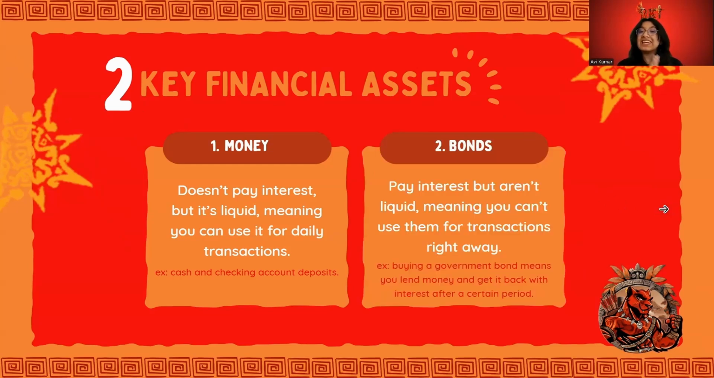Now, bonds pay interest but aren't liquid, which means you can't use them for transactions right away. You need to first convert them to liquid. This, for an example, is buying a government bond, which means you lend money and get it back with interest after a certain period. So, with bonds, essentially, you make money because there's an interest rate on them, so you make more money after a certain amount of time.